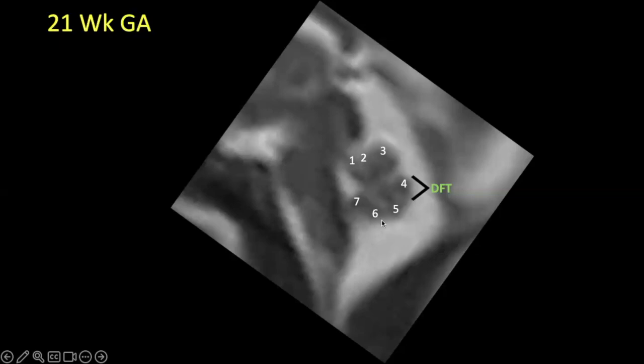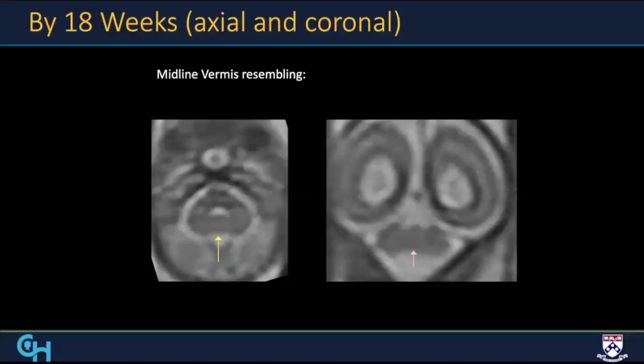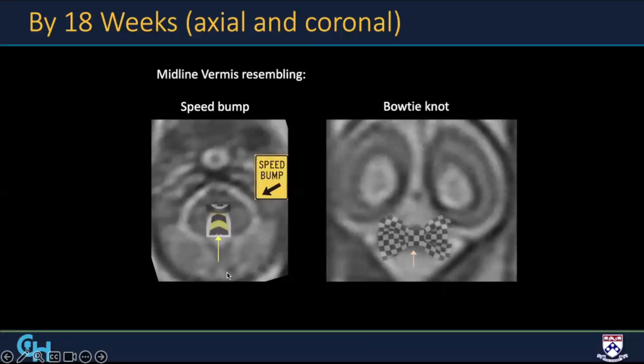But if you look closely and you have decent imaging in the midline, you should be able to pick out all 7 lobules by 22 weeks. And then in the axial and coronal planes, I'd like to be able to look for the vermis, which looks separate from the hemispheres, and I call that the speed bump sign and the bow tie knot sign in its appearance there.